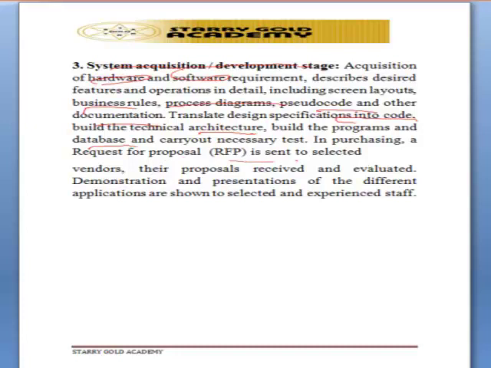And in purchasing, a request for proposal is sent to selected vendors. Their proposals are received and evaluated. Demonstrations and presentations of the different applications are shown to selected and experienced staff. What you are saying here is this: in the system acquisition or development stage, this is where we are going to acquire the hardware and the software that will be required, and also look at what will be the features or characteristics of the proposed system.